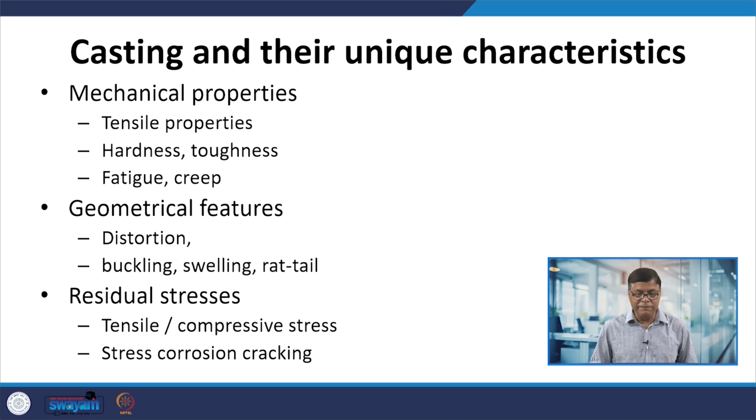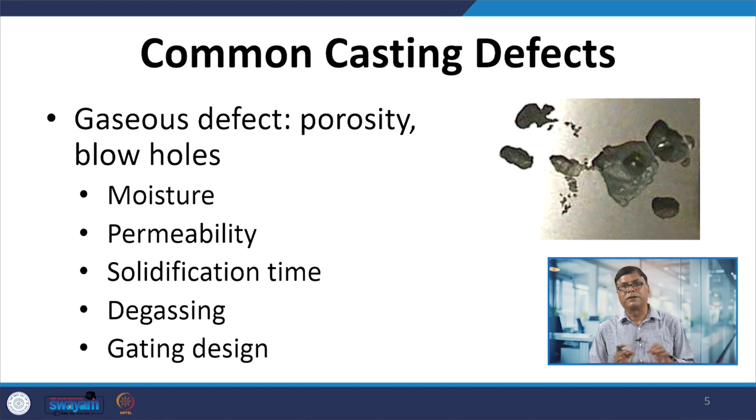So, now we will see what are the common issues and the defects which are encountered in casting, and which, if these defects are left undetected, unchecked, and the component is put in use, then that will be leading to the premature failure. Okay. So, the failure of the casting is promoted by a variety of defects, and one which is very predominant is the gaseous defects which are observed in the casting.